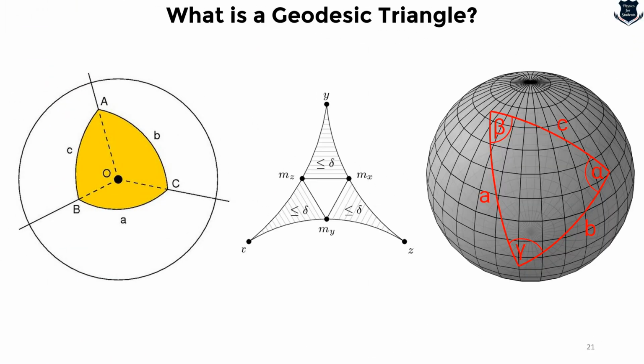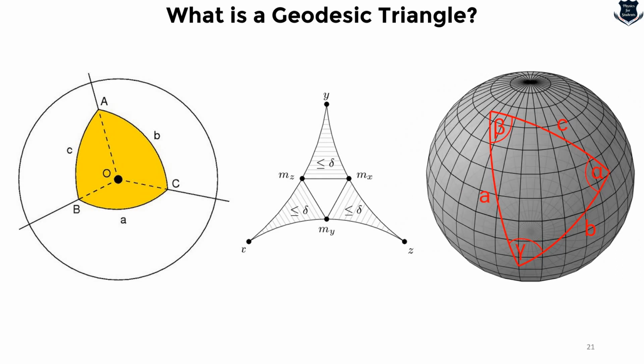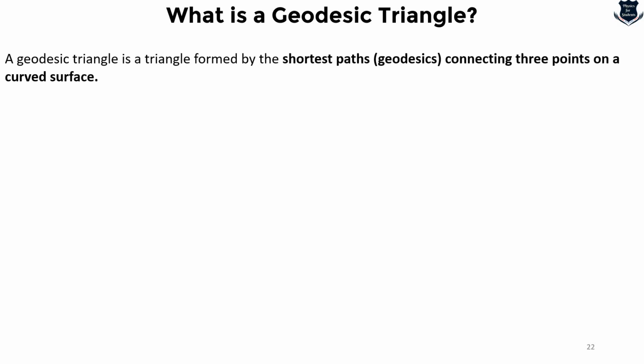So it looks like this, this and this. Okay, so somehow it looks like this. So this is what is called a geodesic triangle. Now remember that we are not taking a triangle in the Euclidean sense, because there the sides are straight lines. These are not straight lines. So this is called a geodesic triangle. So what is a geodesic triangle? A geodesic triangle is a triangle formed by the shortest paths connecting 3 points on a curved surface.